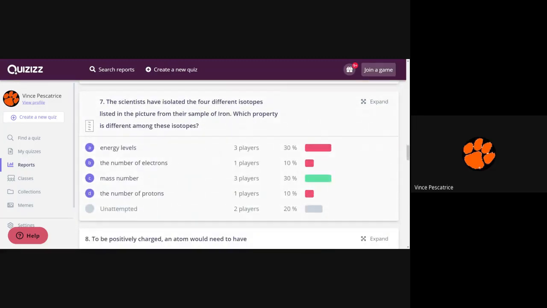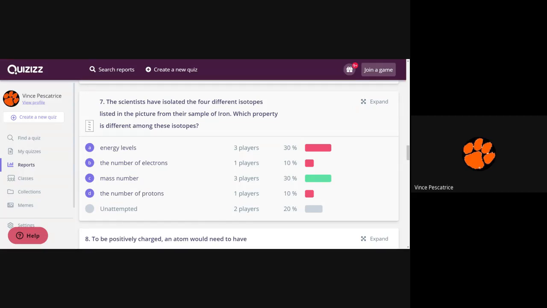Scientists isolated 4 different isotopes. Which property is different among these isotopes? An isotope, as in the notes, is an element that has the same number of protons as another element, but a different number of neutrons. The mass number is made up of the protons plus the neutrons. So, for example, carbon that has 6 protons normally has 6 neutrons, which would give it a mass of 12. So 6 plus 6 would be 12.